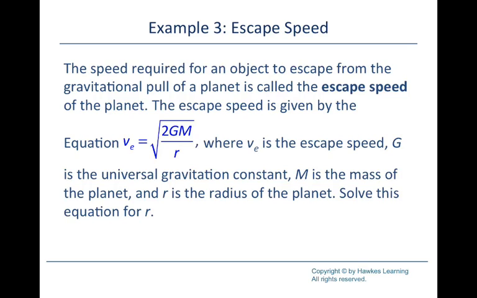Alright, this is just a word problem where they give you the formula, so you have to identify your variables and plug them in. Speed required for an object to escape from the gravitational pull of a planet is called the escape speed of the planet. The escape speed is given by the equation VE, which is the escape speed, is equal to square root of 2. G is the universal gravitational constant. M is the mass of the planet. And R is the radius of the planet. Solve the equation for R.